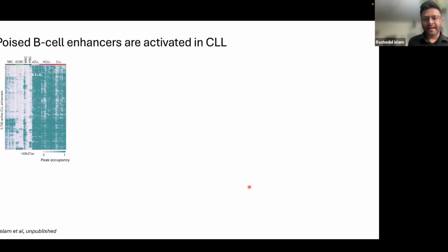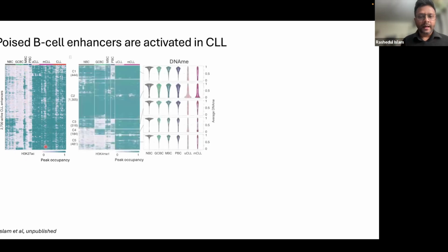So enhancers play a critical role in certain cancers to drive the overexpression of certain oncogenes or proto-oncogenes. In CLL, we have identified around 2,730 active enhancers that specifically become active in CLL compared to the rest of the B cells. Here, the blue color indicates the presence of enhancers, and whitish is lack of enhancers. So in B cell subsets, we don't see those enhancers, but in CLL, they are active.